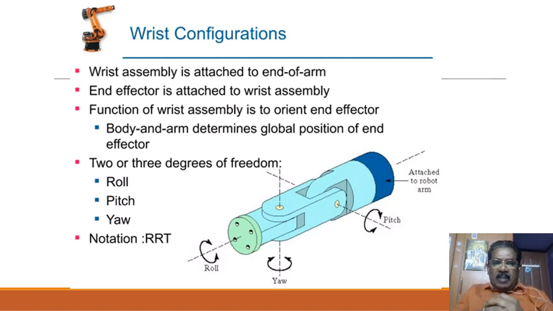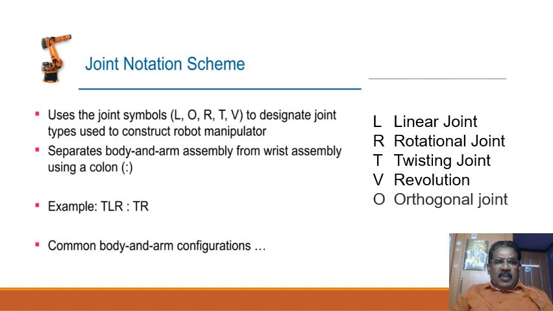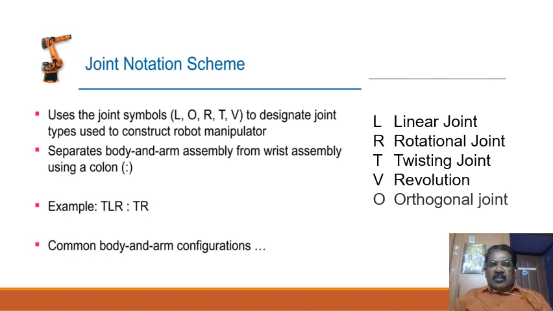The body of the arm determines the global position of the end effector. The wrist has 2 or 3 degrees of freedom, roll, pitch, and yaw, and the notation given is revolutionary, rotate, rotate, and then the twist joint. Okay, so continue. The joint notations are given like this. Let us understand this. For linear joint, we will use the letter L. Rotational joint R. For twisting joint, we use T, for revolution we use V, and for the orthogonal joint we use O. Now, using these, we can write down what type of joint it is.